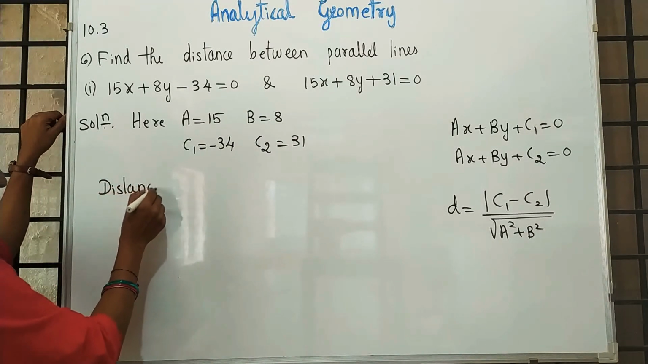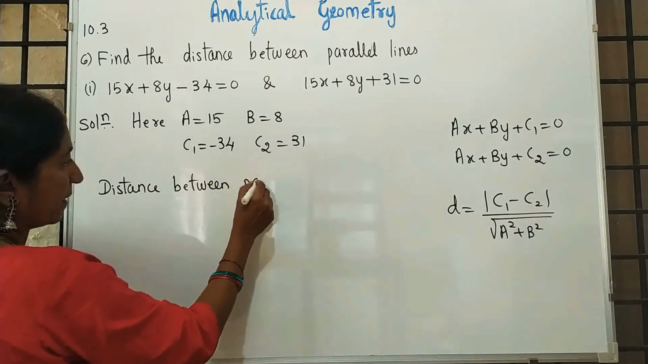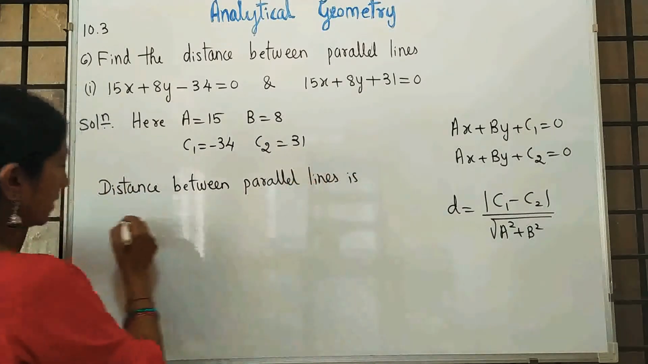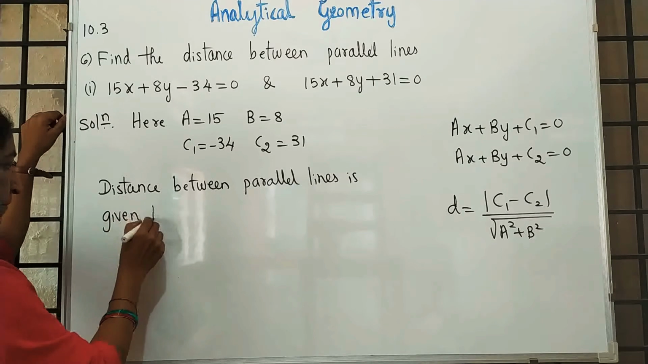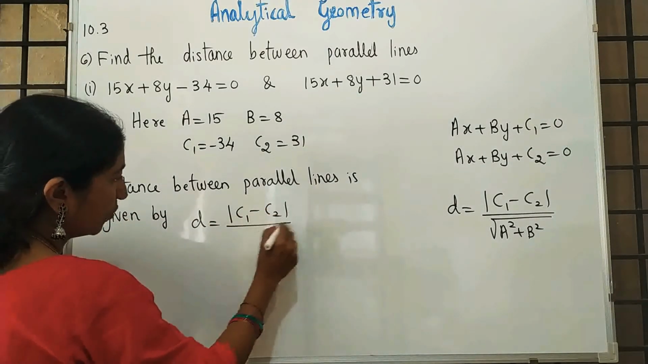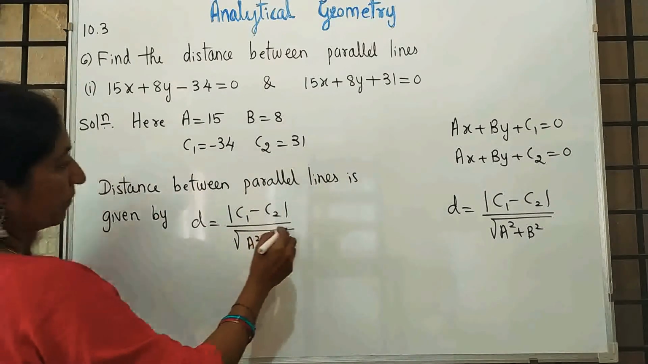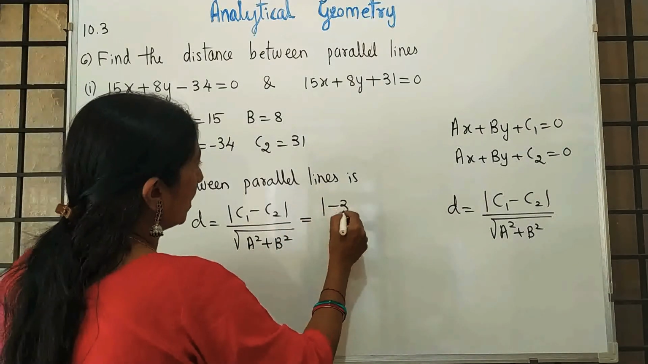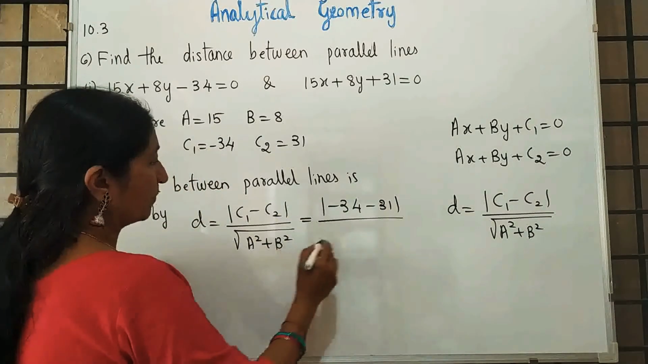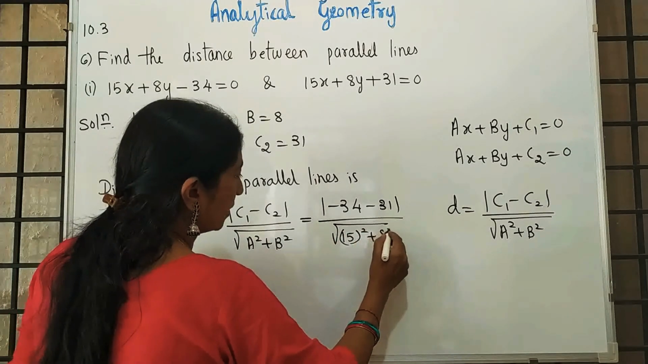Distance between parallel lines is given by D is equal to modulus of C1 minus C2 upon root of A square plus B square. Already I gave the formula. Just substitute. C1 is minus 34, C2 is 31. Root of A square is 15 square, B square is 8 square.